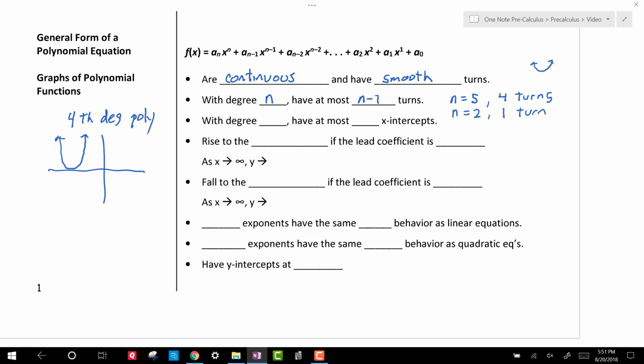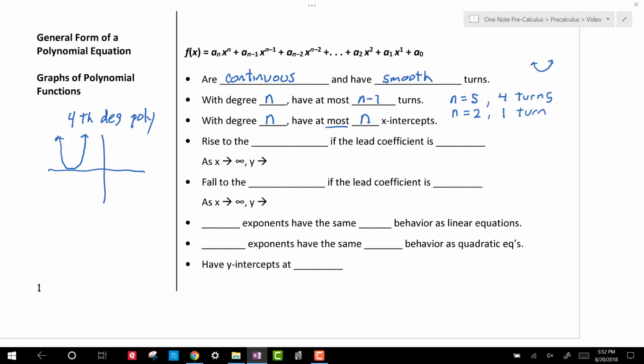With degree n, so if I had a degree 4, I could have 4 x-intercepts. If it was degree 2, I could have 2 x-intercepts. But you'll notice the words here, at most. So with degree n, the maximum number of x-intercepts is the same as the degree. It can always have less.